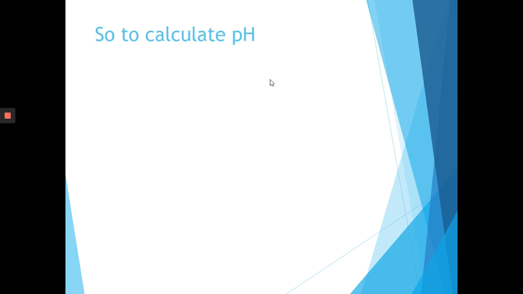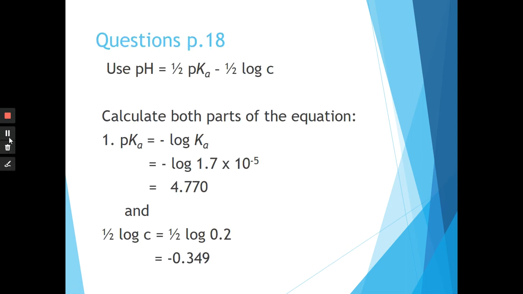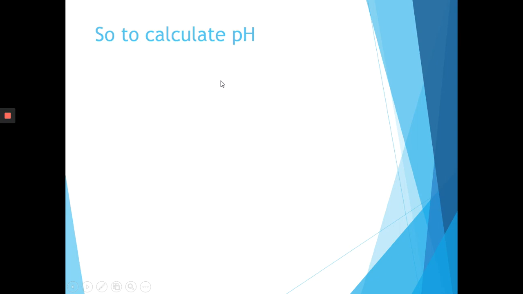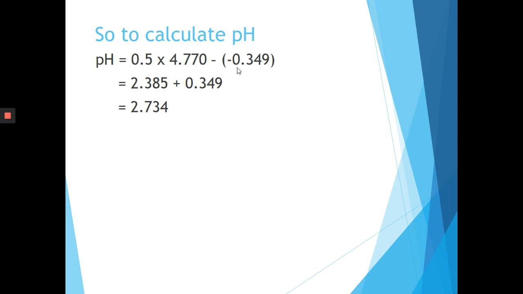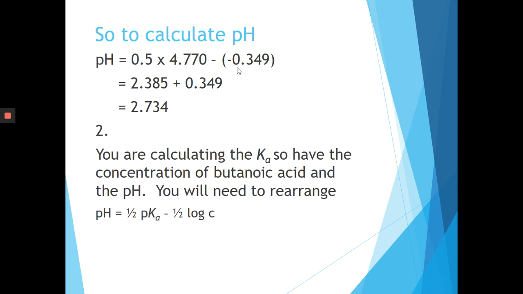So when we put them together, we need to remember we're using this figure here, and this figure here is negative, okay? But we would be taking it away. Okay, so for calculating pH, there, we've still got negative, we've still got to do our half pKa, and this is our log C. So 0.5 times 4.770, then we're going to add 0.349 to it. Okay, so that's the answer to the first calculation. Have a go yourself and work through it with this and see how you get on.